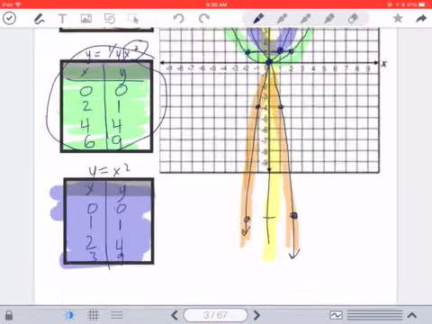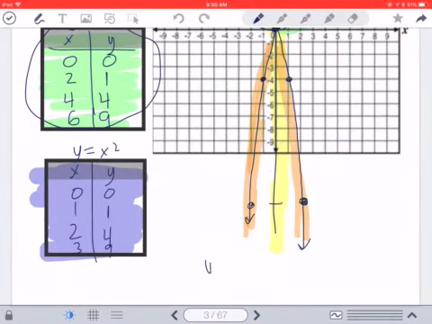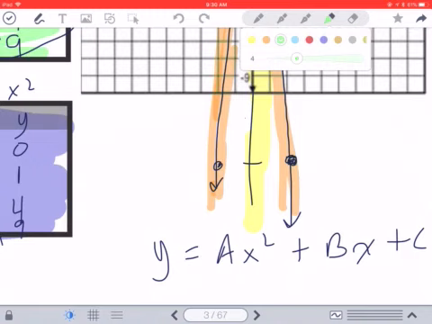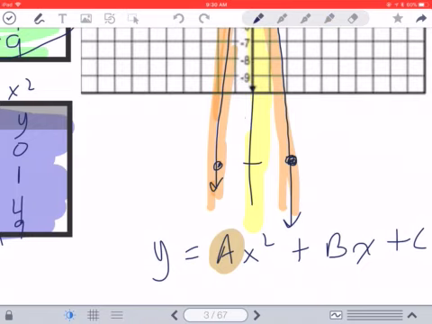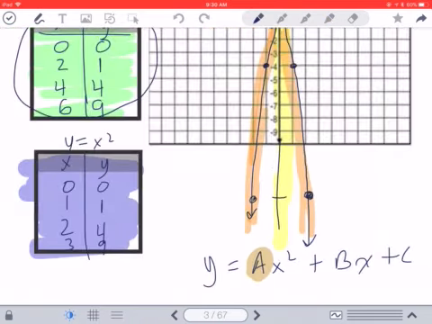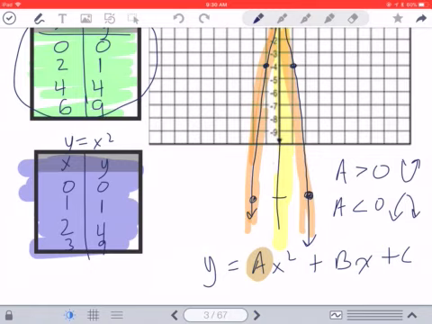Well, actually, we'll go back to this. So when I have y equals ax squared plus bx plus c, my a value tells me a lot about this. My a value tells me if it's going to open upward or downward. If a is positive, so if a is greater than 0, it's going to open upward. And if a is less than 0, it's going to open downward. So my a tells me that.